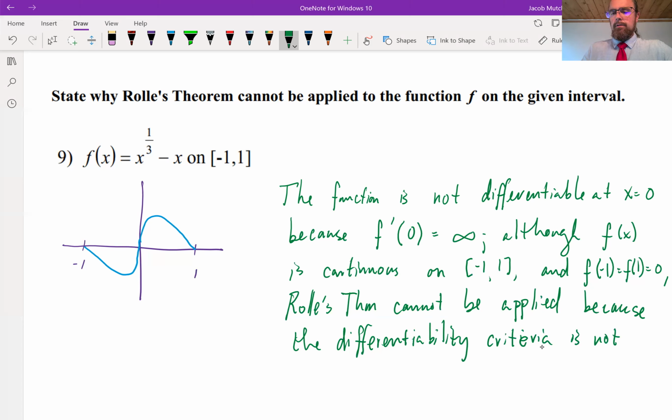And that concludes this investigation of stating whether or not we can apply Rolle's theorem to given functions on a certain domain interval. Thank you for joining for this investigation of Rolle's theorem.